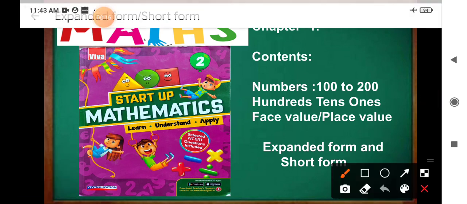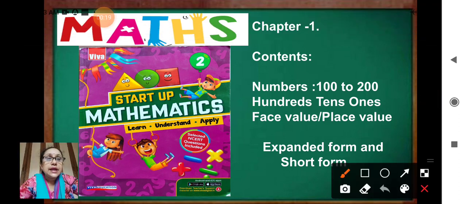Till now we have finished numbers 100 to 200, hundreds, tens, ones, face value, place value, and today we will be doing expanded form and short form. Okay?